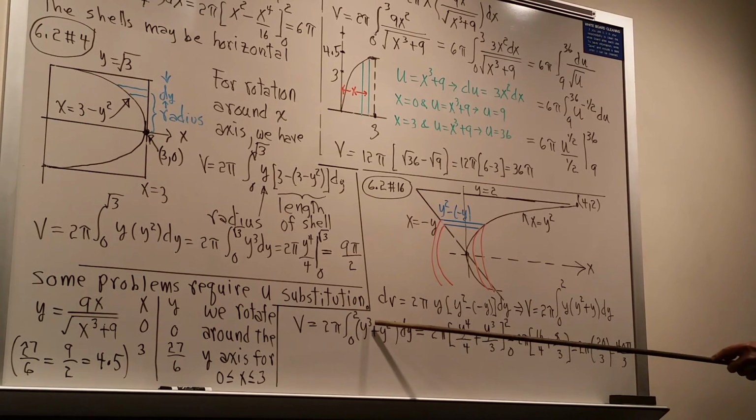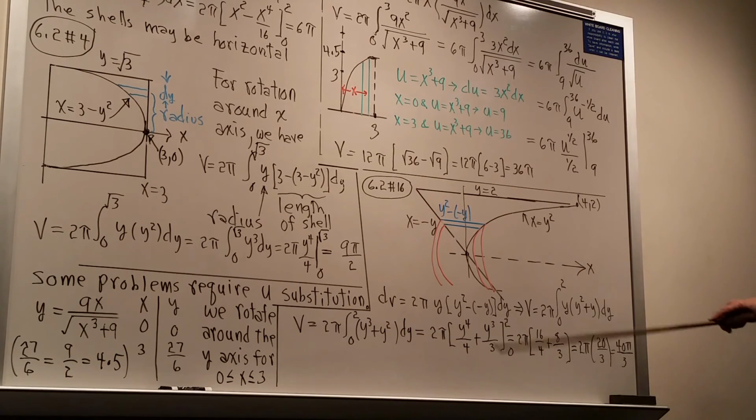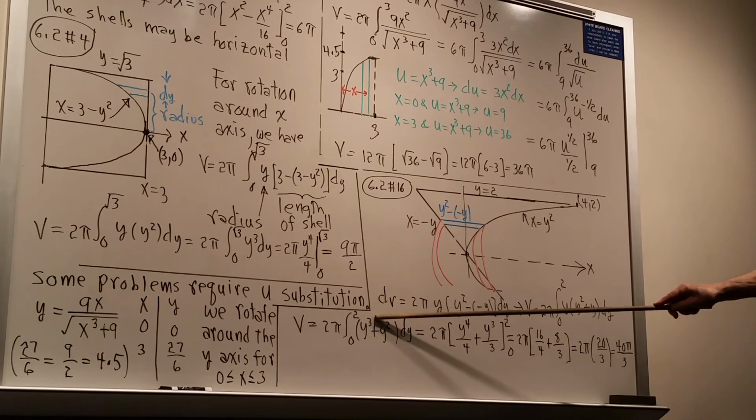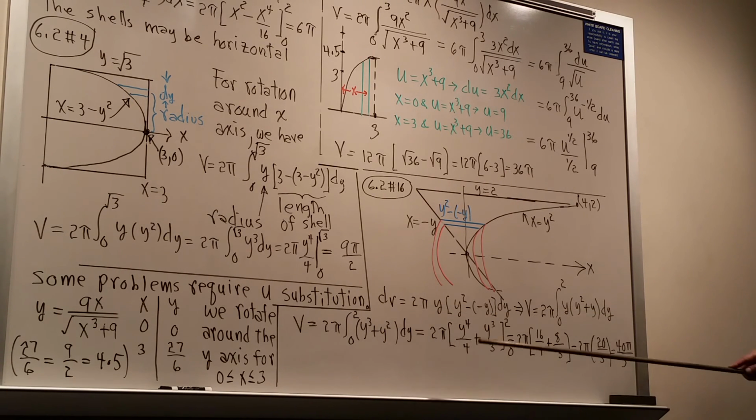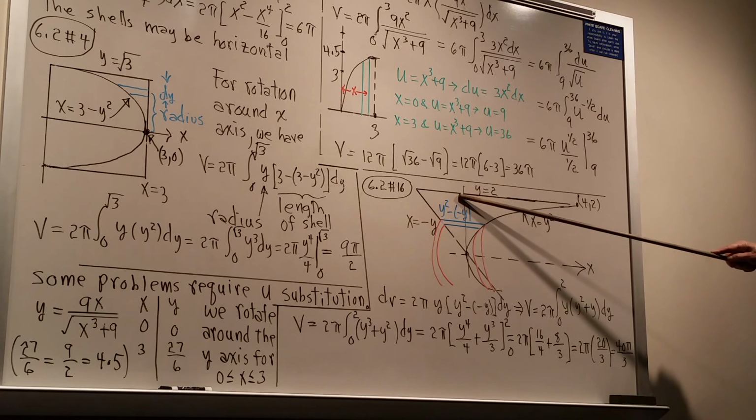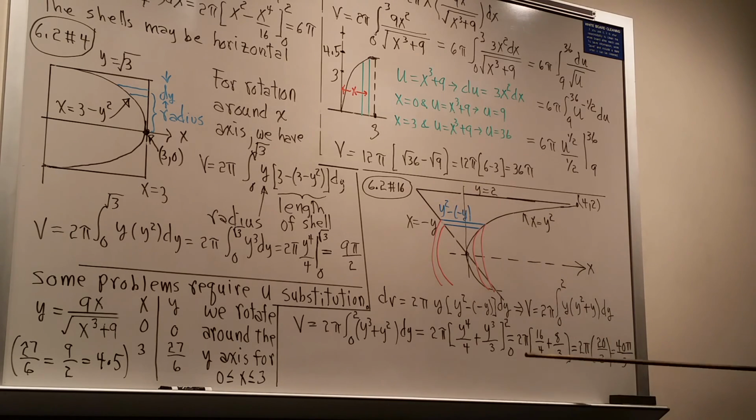So multiply these together and you have y times y squared plus y. So y cubed plus y squared. And then you see you do your integral by adding 1 to your exponent and dividing by your new exponent. And you put in your limits, y is 0 up to 2, and work out your numbers to the 40 pi over 3, which is what they say it is.